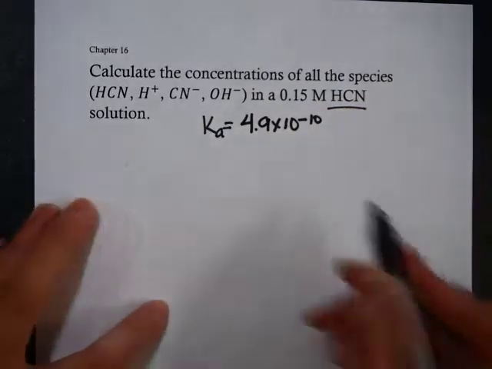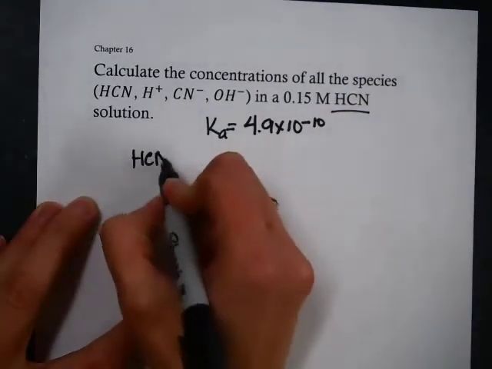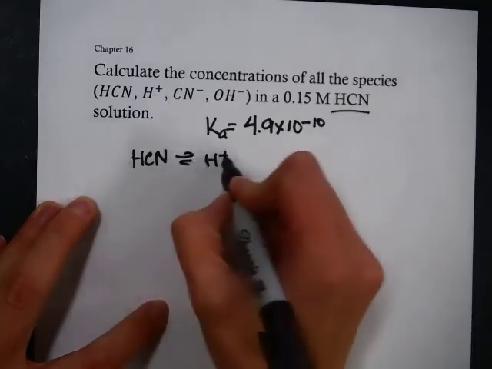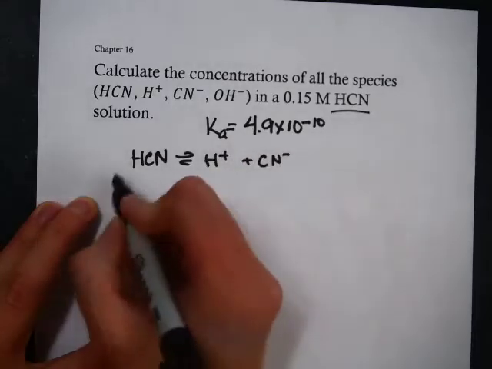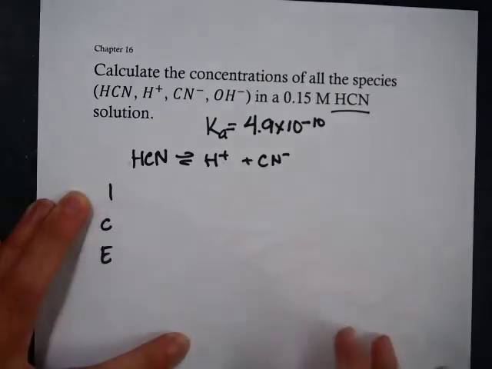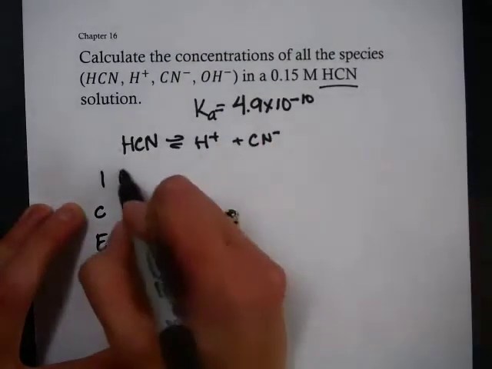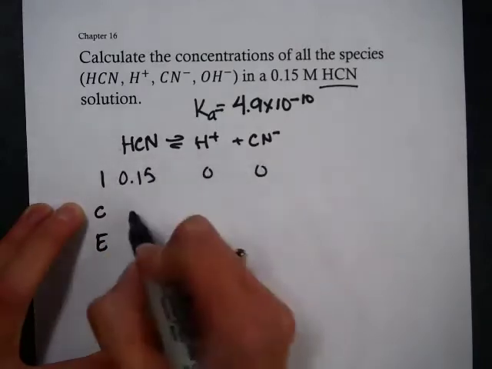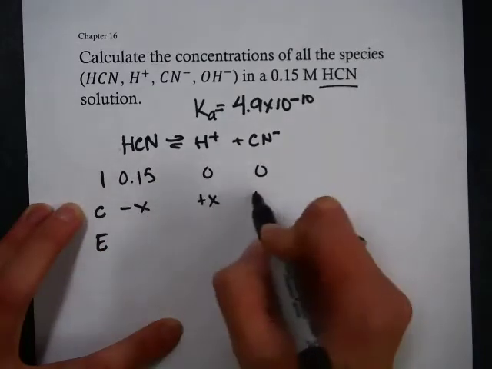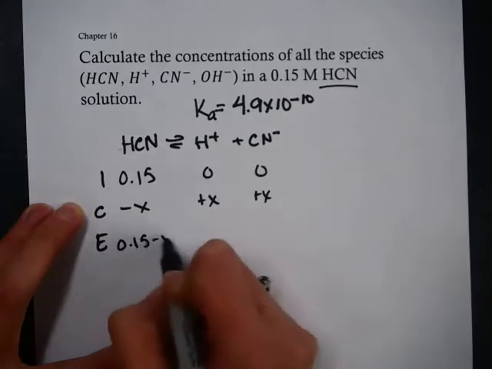All right, so now I'm going to need to write an ICE table. And I'm going to do that with HCN dissociating to lose a hydrogen. And I know how much HCN I started with. I didn't start with any of the ions, minus X and plus X, add them up.